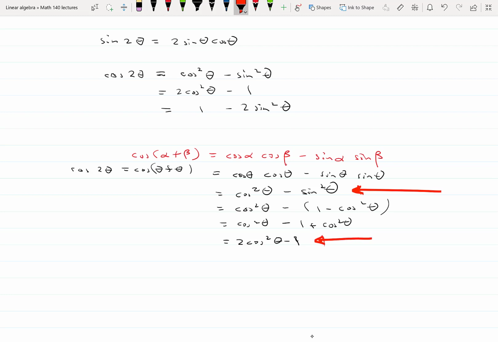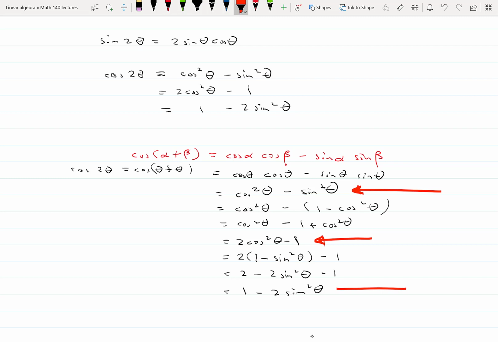What if you forgot the third one and you remember the second one? This is the really nice thing, if I can have your permission to associate the word nice with identities. The really nice thing about identities is they can be used to retrieve other identities. So cosine squared theta is 1 minus sine squared. I'm just substituting into the last expression for 2 cosine squared theta minus 1. Distribute the 2. 2 minus 1, 1 minus 2 sine squared theta, and there is the third formula.